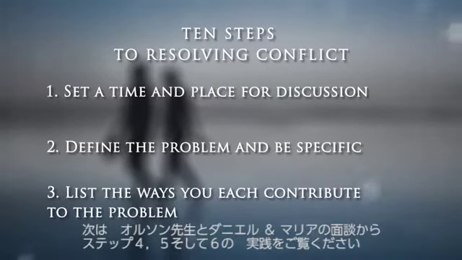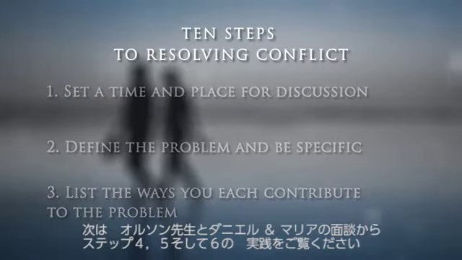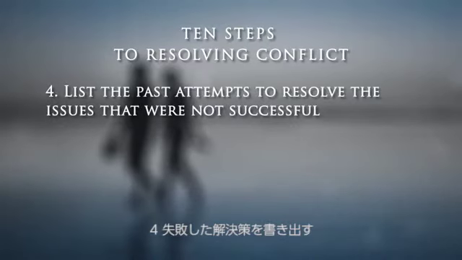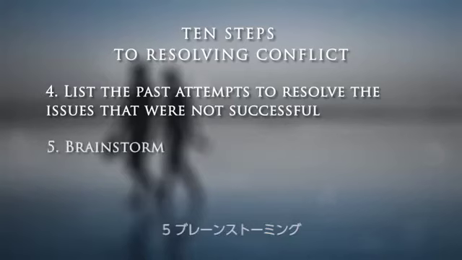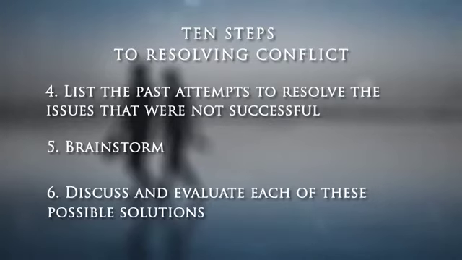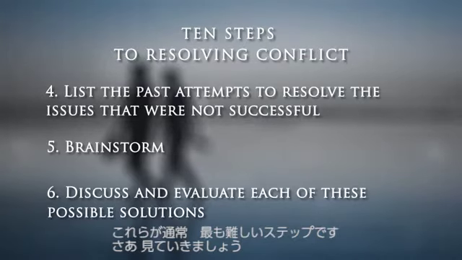In this next segment, Dr. Olson meets with Daniel and Maria, giving us a chance to see steps 4, 5, and 6 in practice. Those steps are: 4. List past attempts to resolve the issue that were not successful. 5. Brainstorm. And 6. Discuss and evaluate each of these possible solutions. These are commonly the most difficult steps for couples to complete.